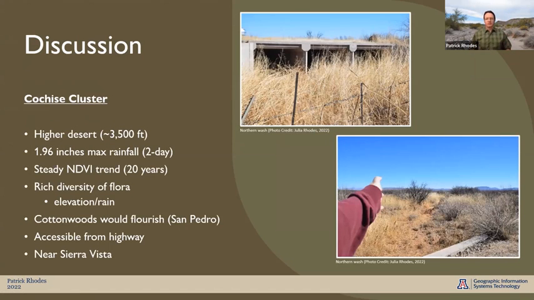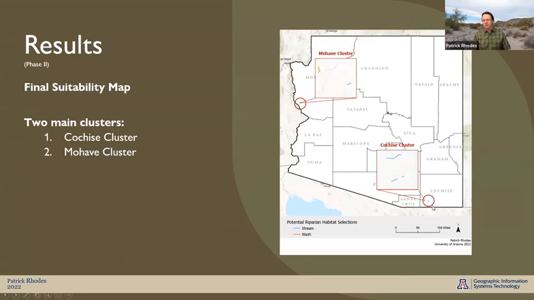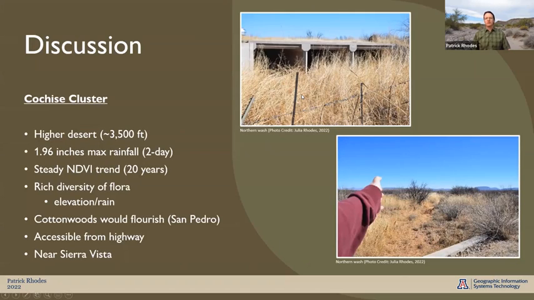So physical inspection. When I went down to visit these in March, I visited the Cochise cluster. As a reminder, the Cochise cluster is the one that's near the Mexico border. And you can see that this goes under a highway. So there's some infrastructure built already. This is about 3,500 feet elevation.